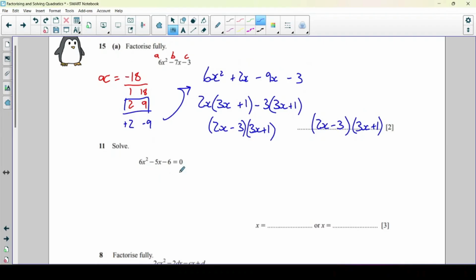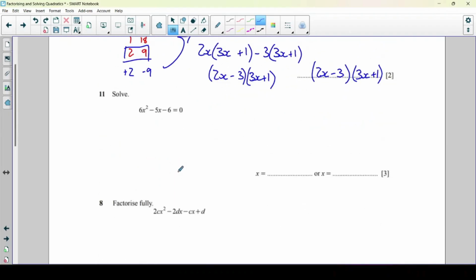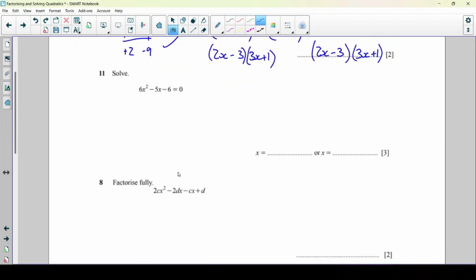So now this next question, it looks like almost the same numbers, but it's not. I'm going to use that same technique again. We'll do it a bit quicker this time. So I'm going to do AC. 6 times minus 6 is minus 36. So I'm looking for two numbers that multiply to give that. And again, one's positive, one's negative. So I want the difference between them to be 5.